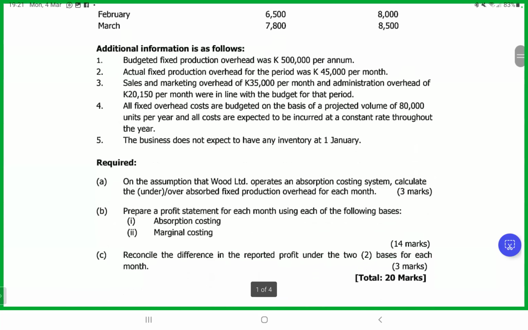So let's start from question number B2. It says, prepare a profit statement for each month using each of the following methods. We can start with marginal costing, so that in the next conversation I give you the other one, which is absorption costing. So how do you go about marginal costing? How do you prepare the statement using marginal costing?